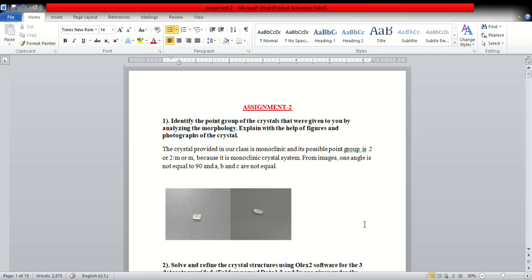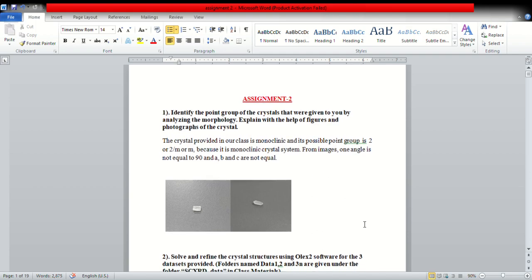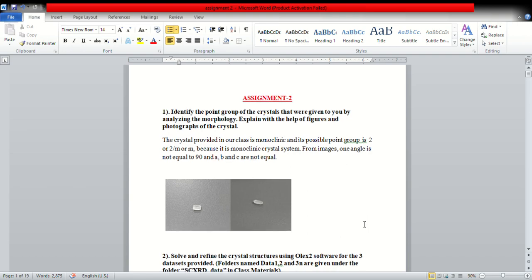Here in the first question, we were provided sugar crystals in the class. On observing, it is found that a is not equal to b is not equal to c. That means the three sides of the crystal are not equal. Also, two angles are equal to 90 degrees, that is a right angle, but one of its angles is not equal to 90 degrees. That means the crystal is of monoclinic lattice, and its point group is said to be 2/m, or 2 by m. Here m is mirror.